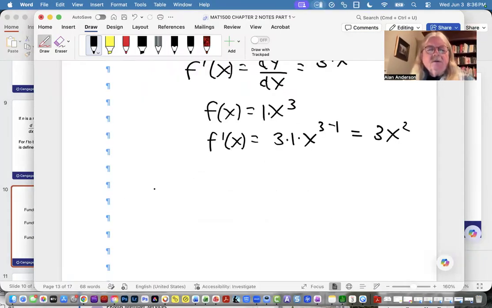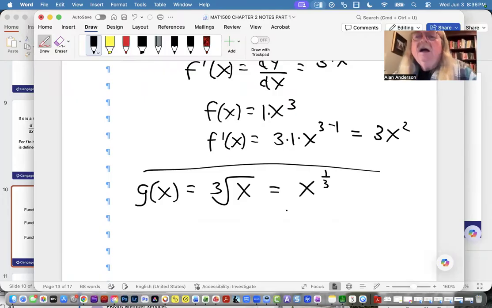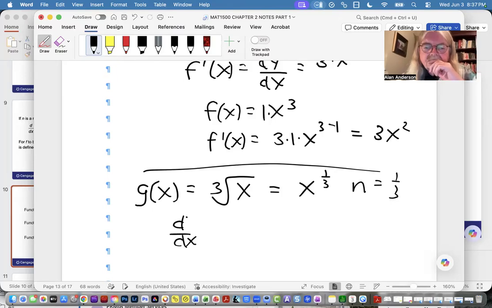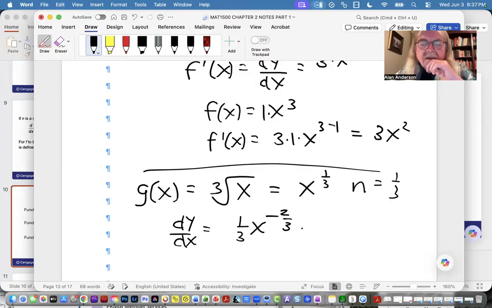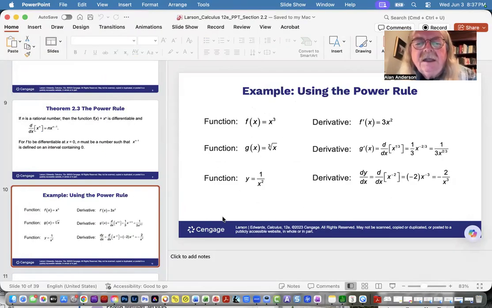G of x equals the cube root of x. Now here, the trick is to rewrite it. That's right. Remember, the cube root of x is x to the 1/3 power. So therefore, we can use the power rule where n is 1/3. And of course, when you subtract 1 from 1/3, you get negative 2/3. Interesting.